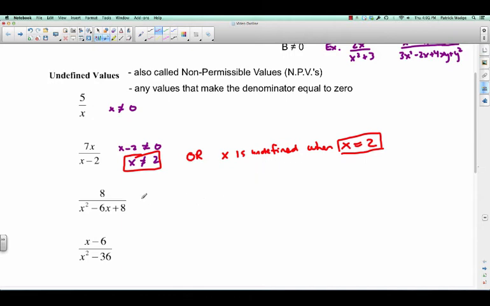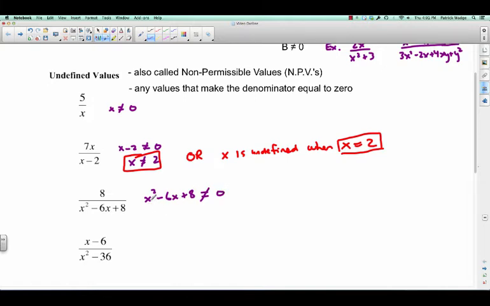Alright, next one. We need to know, first of all, numerator never matters, so it's just the denominator. We need to know what would make x squared minus 6x plus 8 equal to 0, because it's not allowed to be 0. It cannot equal 0. Now, this is a quadratic. Remember how to solve quadratics? We did this in the last chapter. You're going to make it equal to 0, or not equal to 0 in this case. You're going to factor.